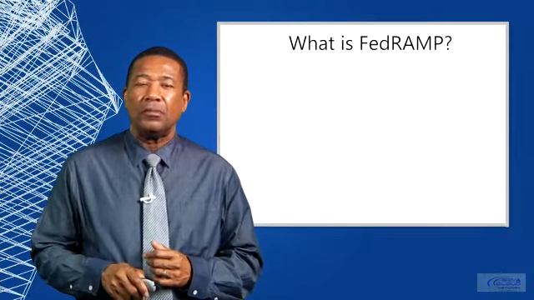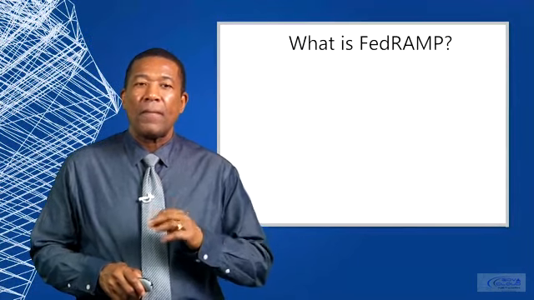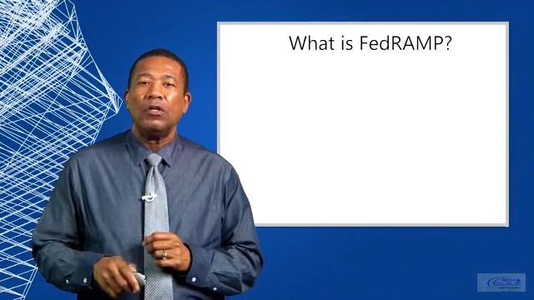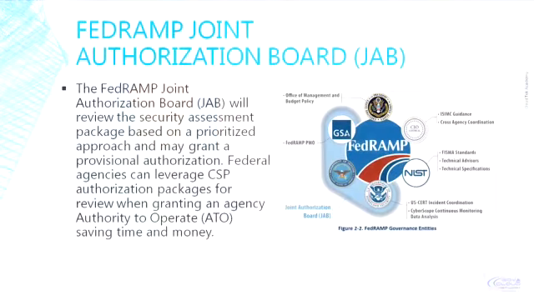The FedRAMP Joint Authorization Board will review the security assessment package based on a prioritized approach, and it may grant a provisional authorization. Federal agencies can leverage cloud service provider authorization packages for review when granting an agency ATO. This saves both time and money.